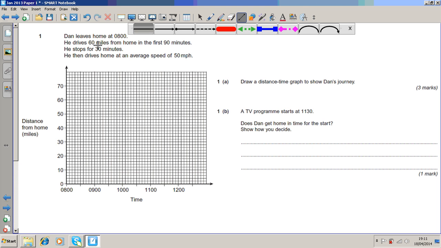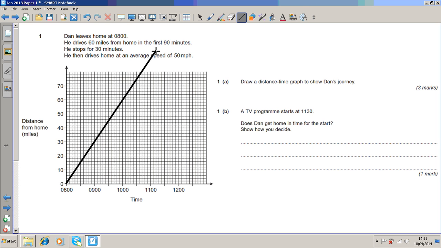He drives 60 miles from home in the first 90 minutes. He stops for 30 minutes. And then he drives home at an average speed of 50 miles per hour. So, 60 miles in the first 90 minutes. Well, there's 60 miles, and that there is 90 minutes. So that's the first bit.